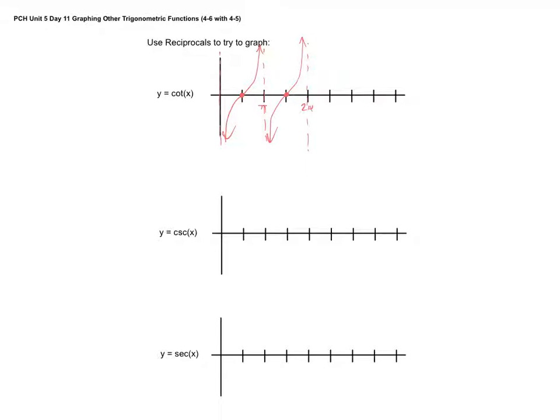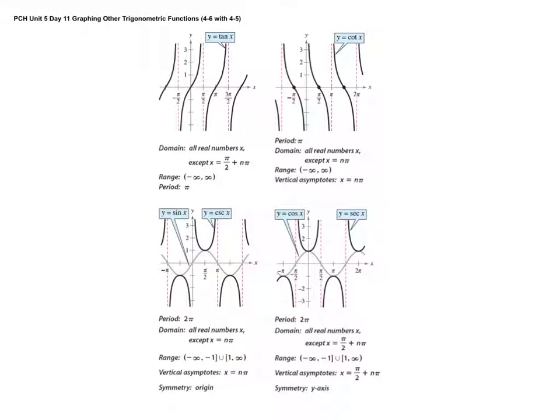Okay? And actually, if we look at the next slide here, you can see all of these side by side. Here's tangent, and whoops, I got my cotangent upside down when I graphed it there. So it's going down here, okay? But you see the asymptotes at 0, pi, and 2 pi, all right?